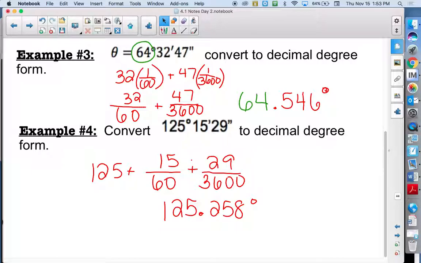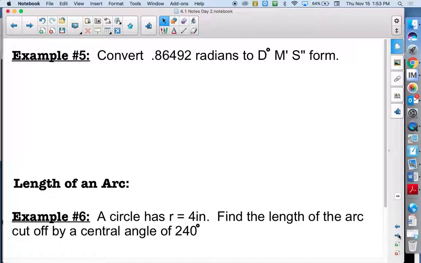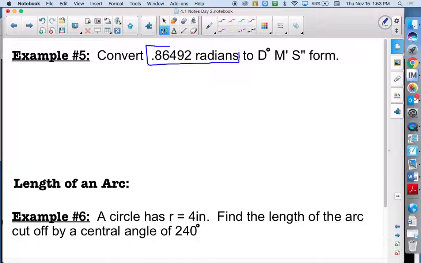So the last conversion, this is taking a number and placing it into decimal form. Of course we can flip-flop that and do it the other way. The last problem with the conversions, for example, 5, wants us to take a decimal value and convert it to degrees, minutes, and seconds. So it says convert 0.86492 radians to become a degrees, minutes, and seconds value. So how many degrees, how many minutes, how many seconds would this angle be? Rereading this, convert 0.86492 radians to degrees, minutes, and seconds.